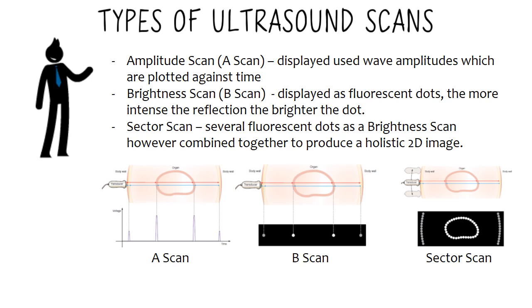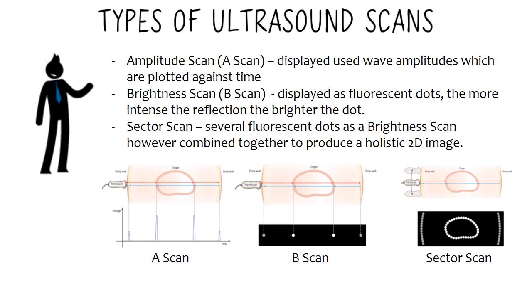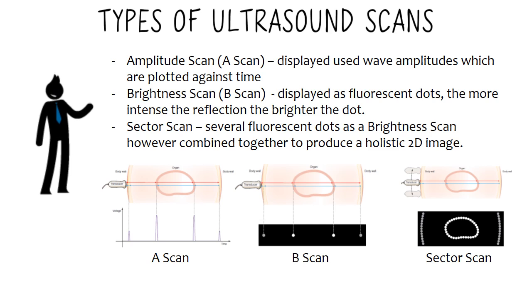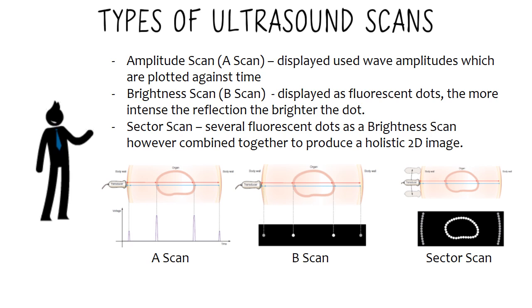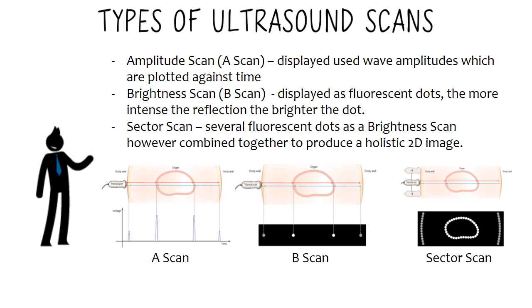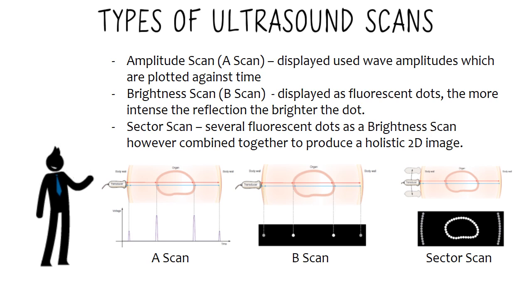So an amplitude scan is displayed by wave amplitudes which are plotted against time, while a brightness scan is displayed as fluorescent dots. The more intense the reflection, the brighter the dot, and the sector scan, which is several fluorescent dots as a brightness scan, however combined together to produce a holistic 2D image.